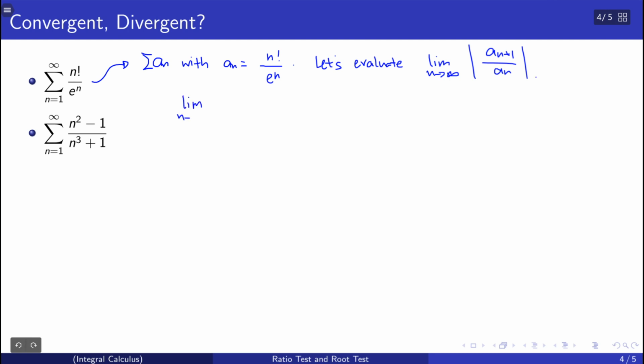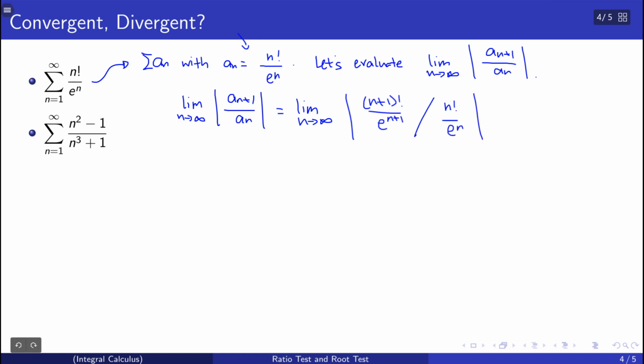Okay, so let's do it here. What's a sub n plus 1? Well, we have a formula for a sub n. It's here. So a sub n plus 1 is really that same formula, but you're plugging in n plus 1 instead. Then you're dividing by a sub n. I'm doing it this way so I don't get fractions inside a very big fraction, but this means this is the numerator, this is the denominator of this big fraction.